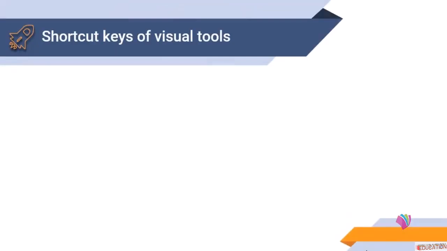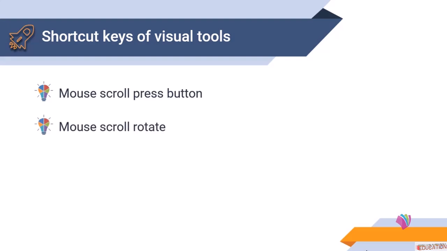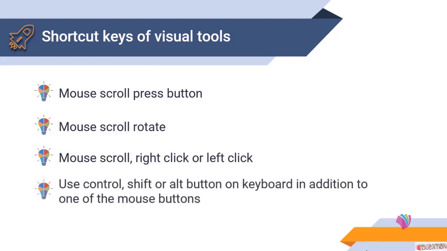Now for shortcut keys for the visual tools, basically for pan, zoom and rotate, we will use the mouse scroll press button. That is, you have to press the scroll. You can use the rotation of the scroll. Press the scroll and use the right click or left click buttons for activating some functions. You can use Ctrl, Shift or Alt on the keyboard in addition to one of the mouse buttons. Any combination of these options will give you a shortcut for the visual tool. My recommendation is, don't take much time in exploring this. Of course, you can explore using these combinations, and you will see that after one or two softwares, you will be able to identify the exact shortcut. But what I suggest is, you can move to YouTube and search for the visual tools in any software.